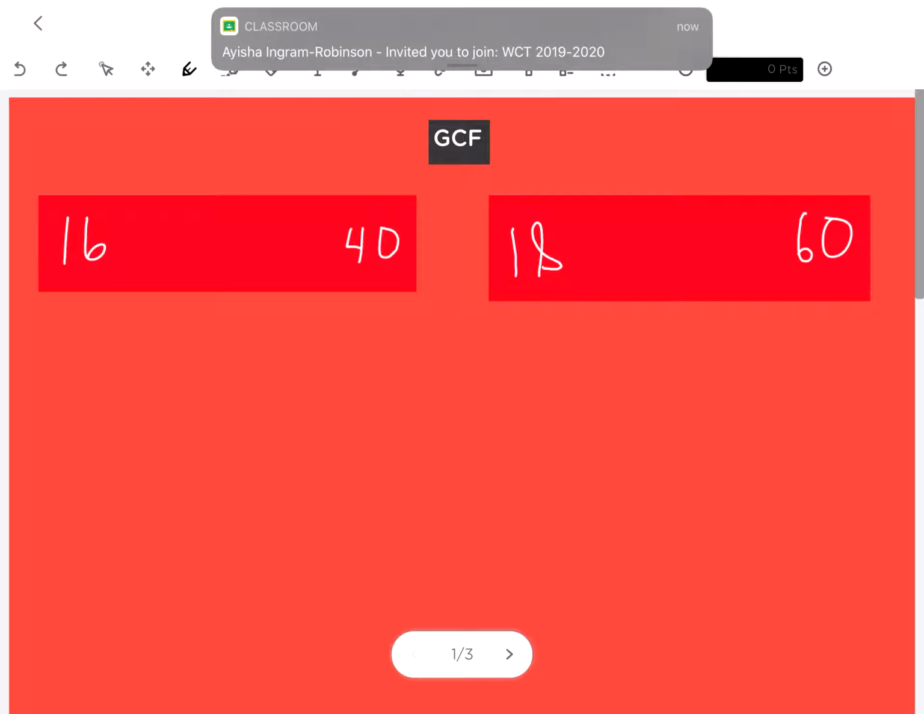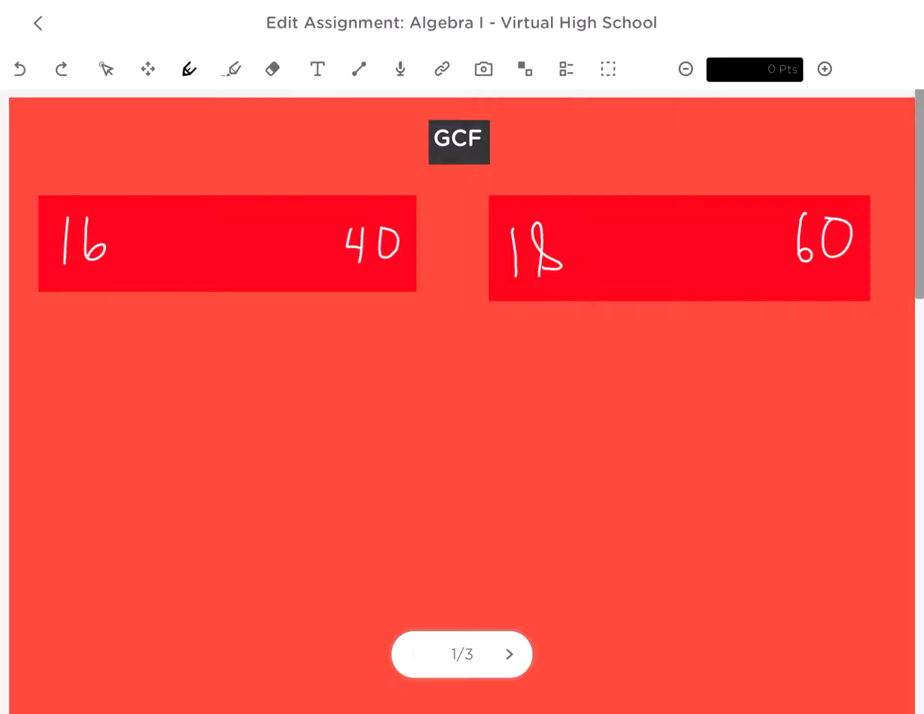Find the greatest common factor between these numbers here. Let's see, for 16 and 40. I'm going to do this slightly differently than I did in class because I think this way might be a little bit easier for you guys to understand.